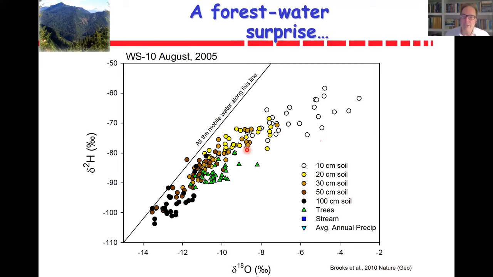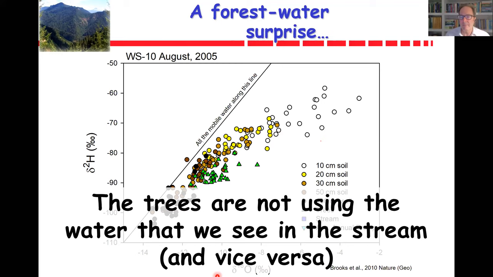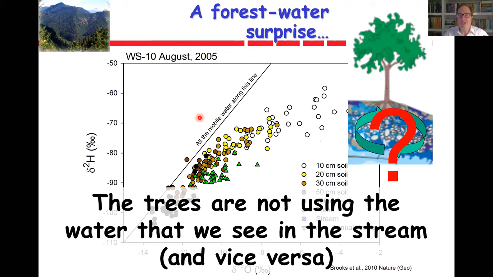So what these data are saying is that the trees really aren't using the water we see in the stream. And the water we see in the stream that would fall on this meteoric water line isn't the water that the trees are using. And this was really quite a surprise for us. And it really challenges the idea that the subsurface is well mixed, because this is suggesting that the subsurface is not well mixed. It's rather compartmentalized in terms of where the trees are getting their water.